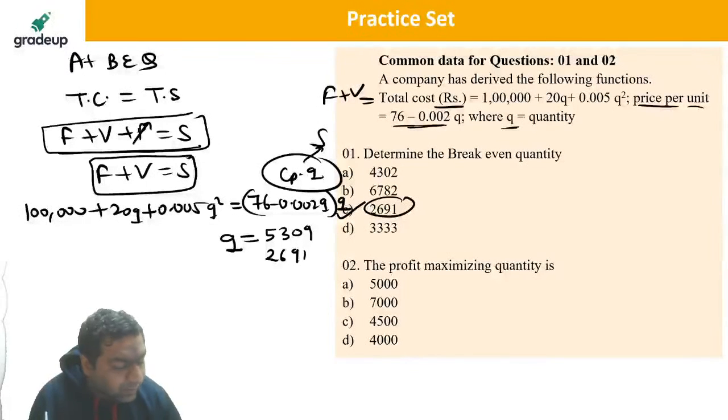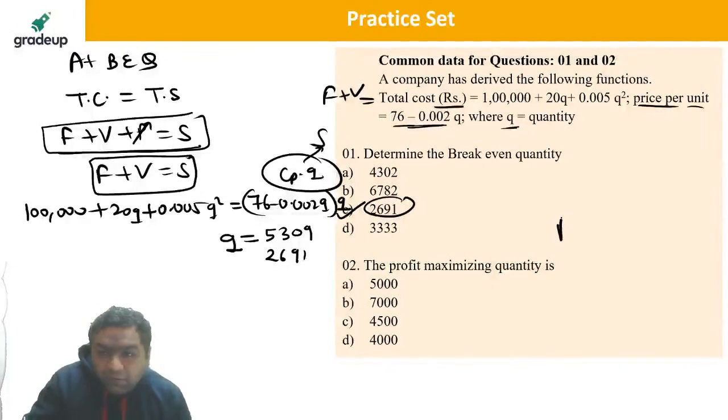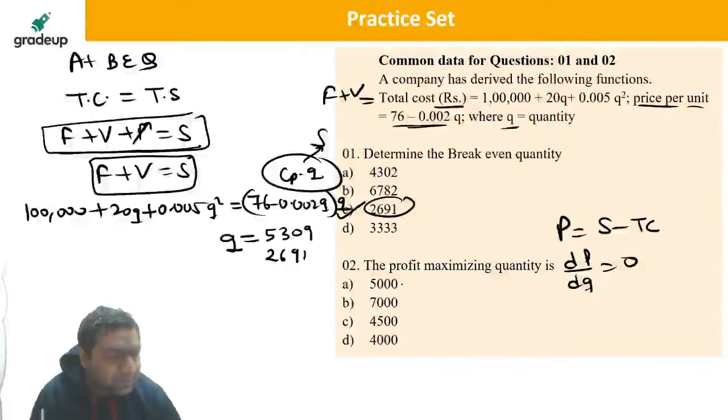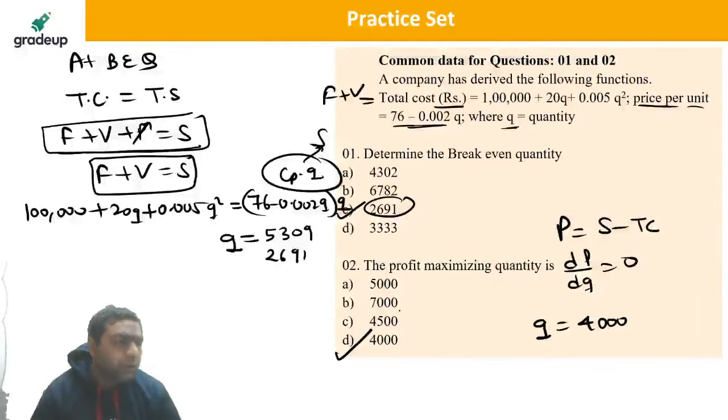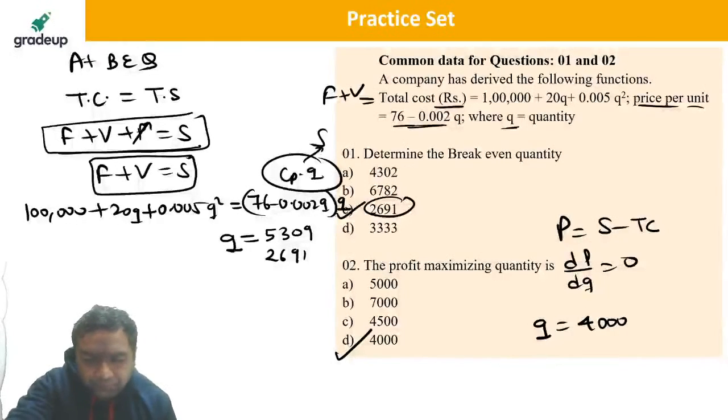Profit maximizing quantity. Profit is sales minus total cost, and dP by dQ is equal to 0. Do this. Putting this, guys, you will be getting the answer Q is equal to 4000 units. D is correct. Very good, Gaurav, Bhanu Rajan, it's fine. I feel you are getting the things in a wonderful manner.